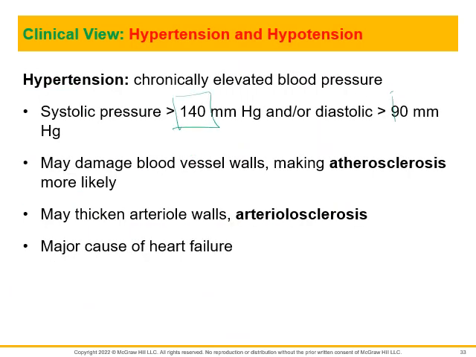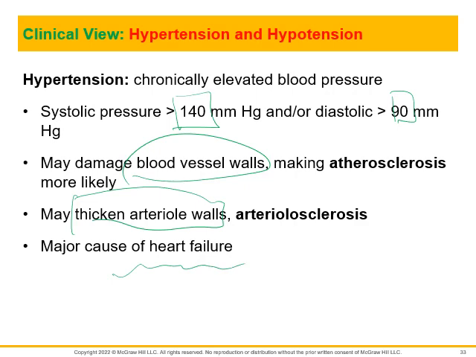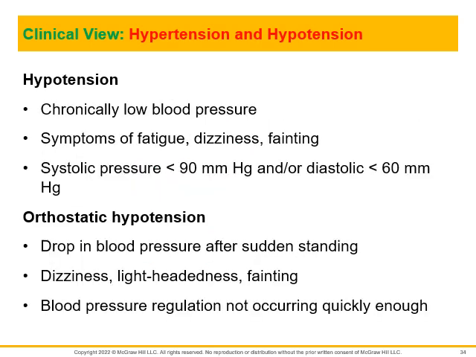Hypertension, 140/90, maybe due to blood vessel wall damage, could be due to thickening of the arterial walls. It is the major cause of heart failure. Hypotension, anything below 90/60. And then orthostatic hypotension.